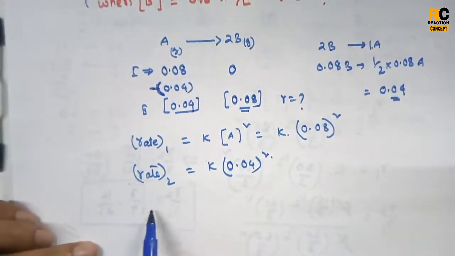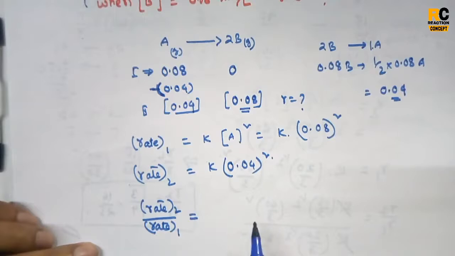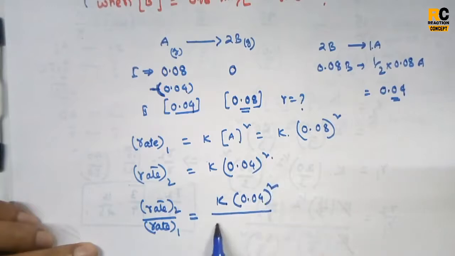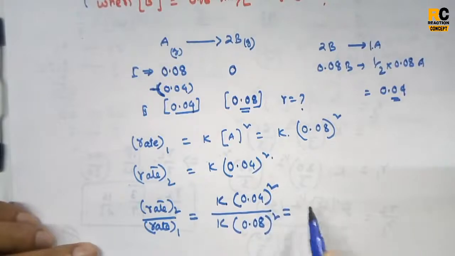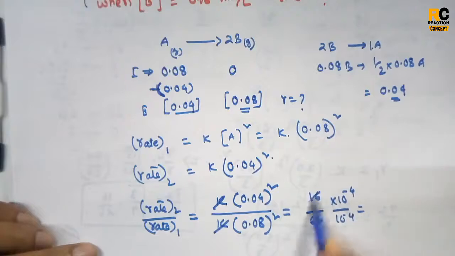Now you divide rate 2 divided by rate 1. So rate 2 over rate 1 would be K into 0.04 whole square over K into 0.08 whole square. So K cancels out. You will have 16 divided by 64, the 10 to the power minus 4 cancels, so 1 by 4 would be there.